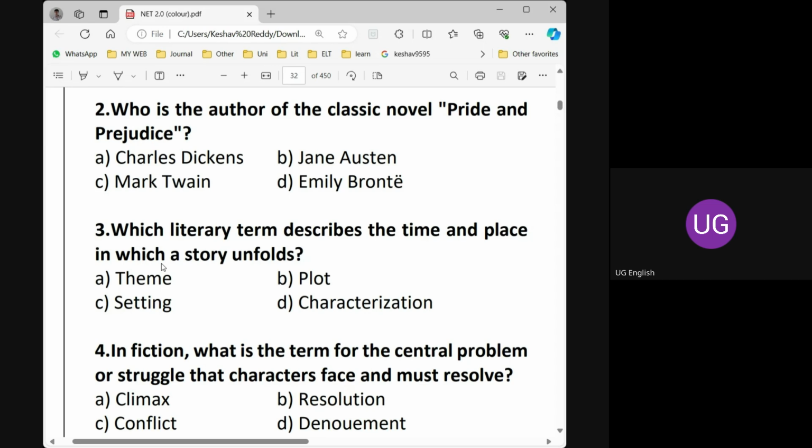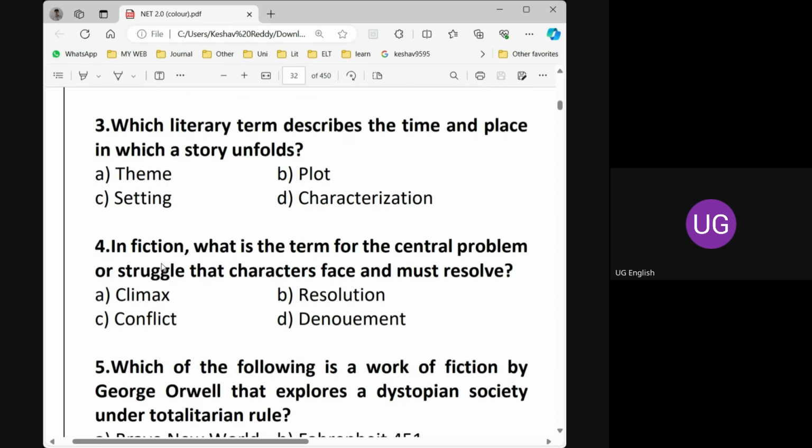Setting. Yes, time and place. Setting. Simple thing. Next. In fiction, what is the term for the central problem or struggle that characters face and must resolve?